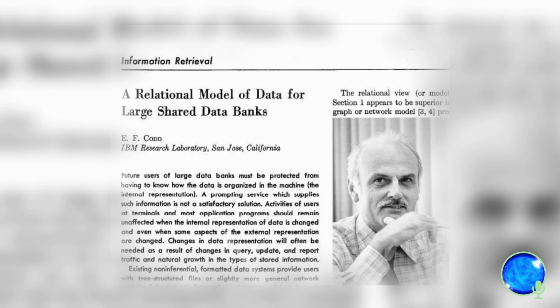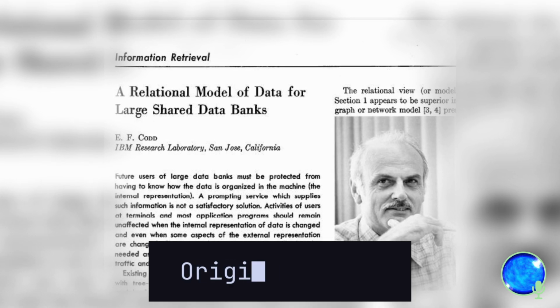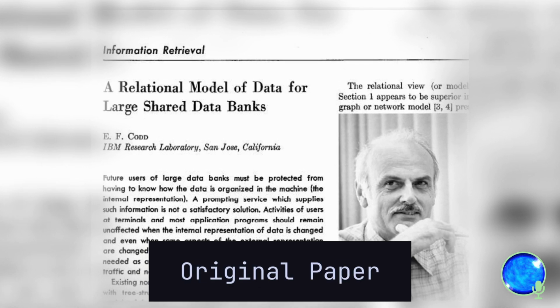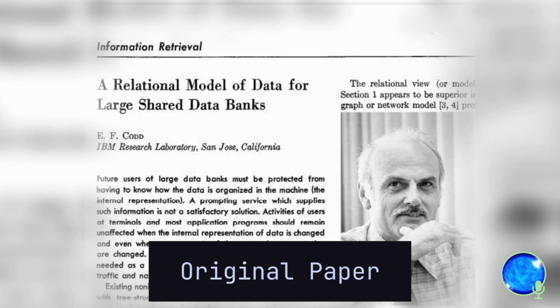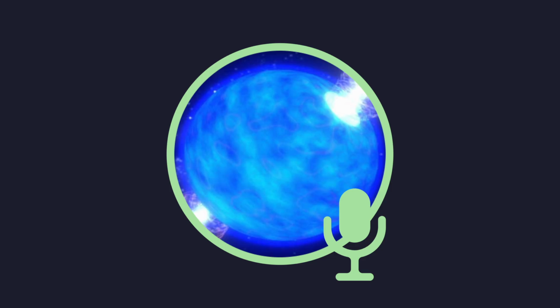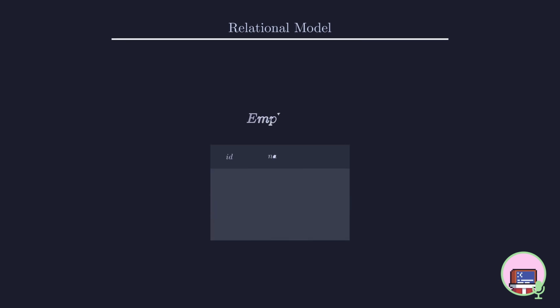Codd published his first paper on this topic in 1970, A Relational Model of Data for Large Shared Data Banks. Over the next 2 decades, he continued to fine-tune his work and published nearly 30 papers describing in more detail the intricacies of his model. So what is Codd's relational model? Let's define it together using this data as an example.